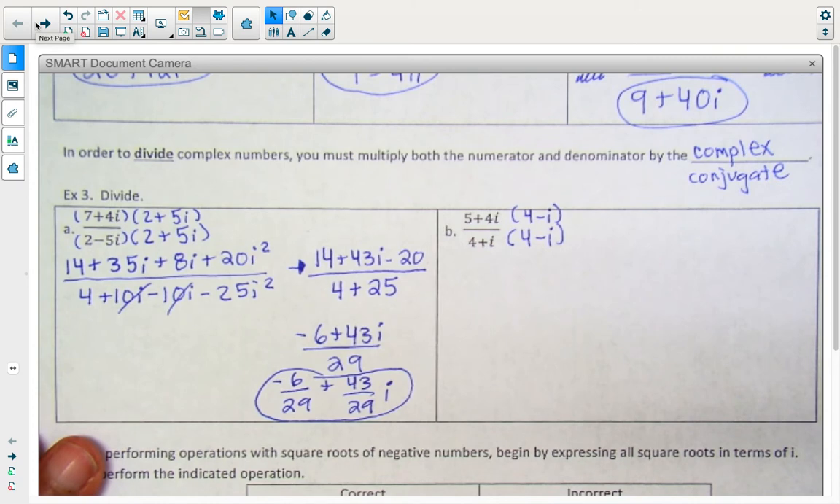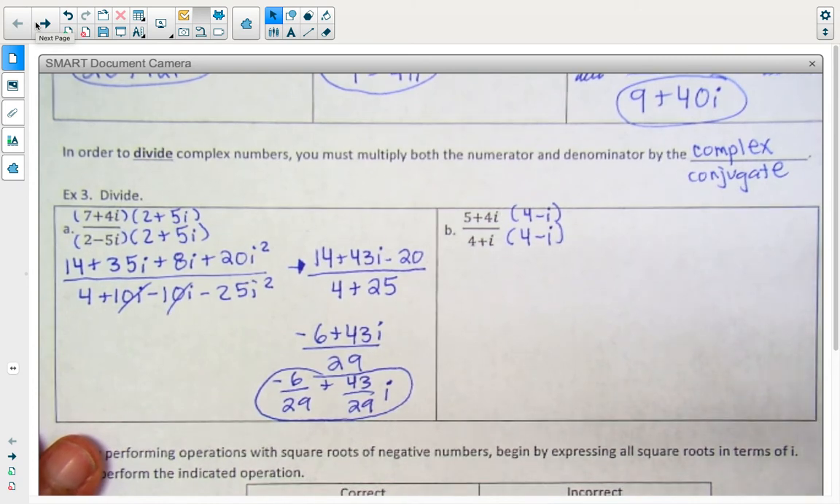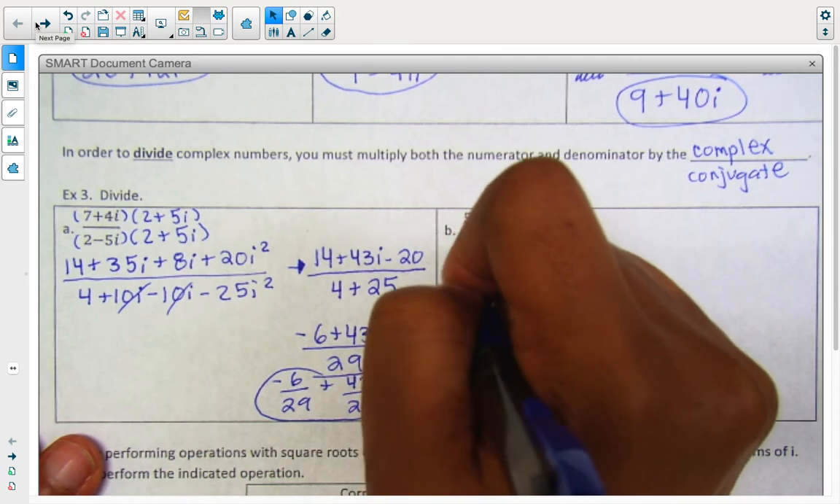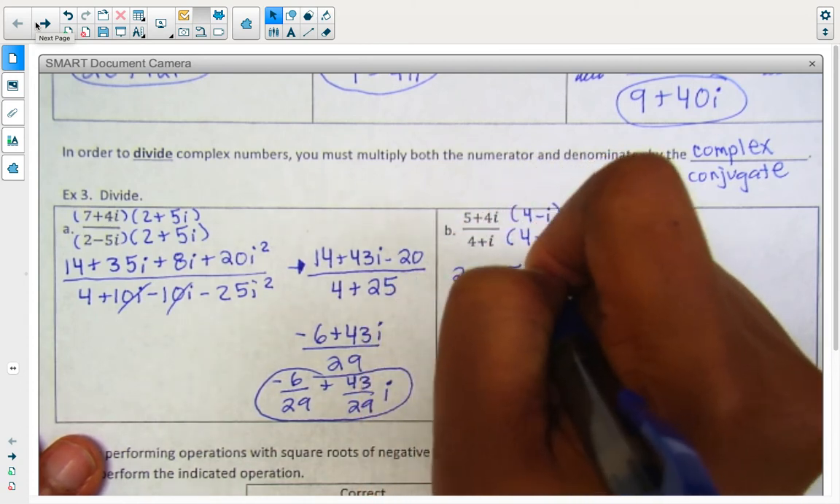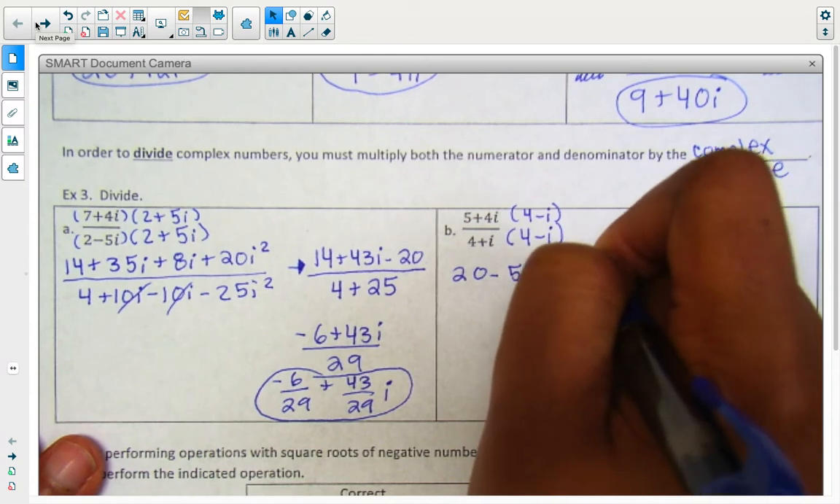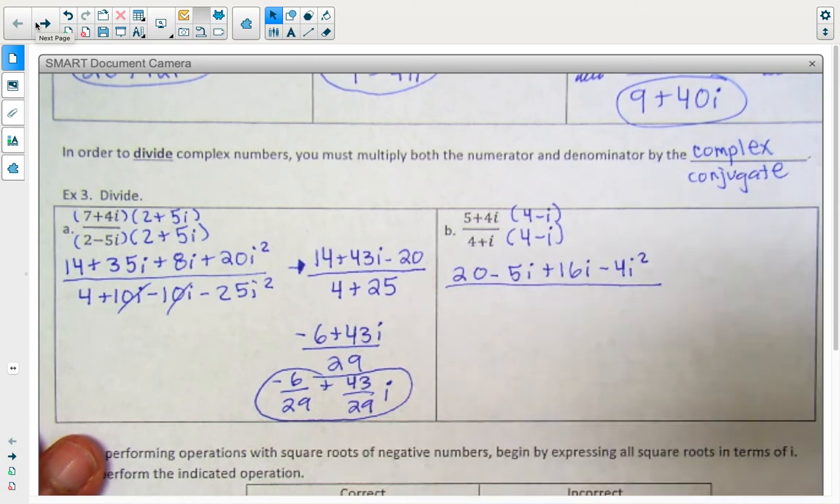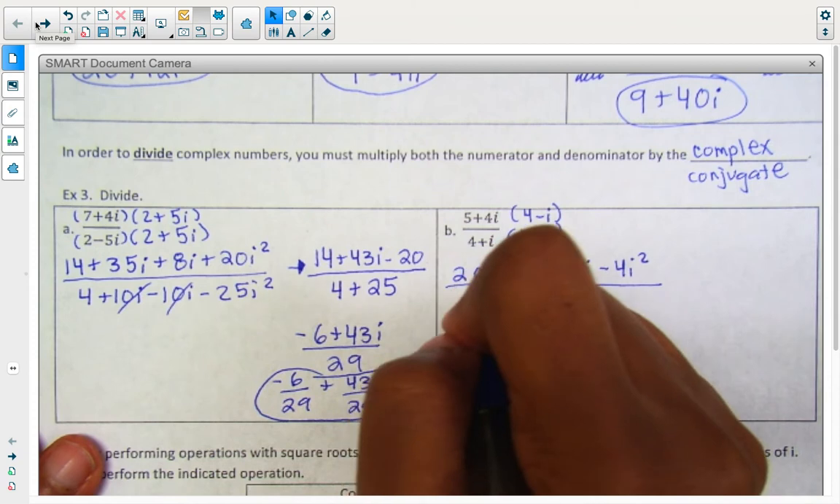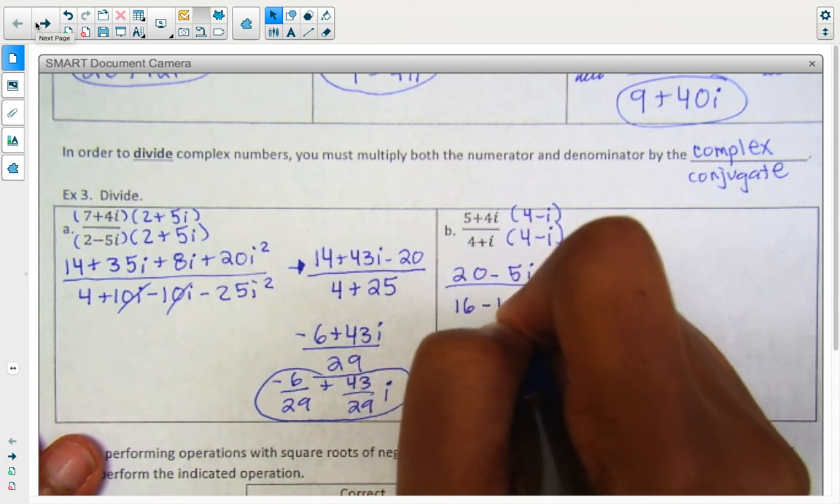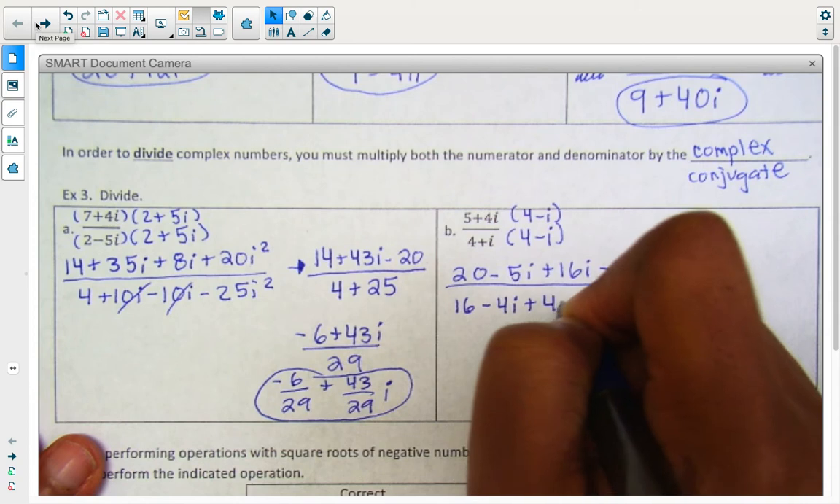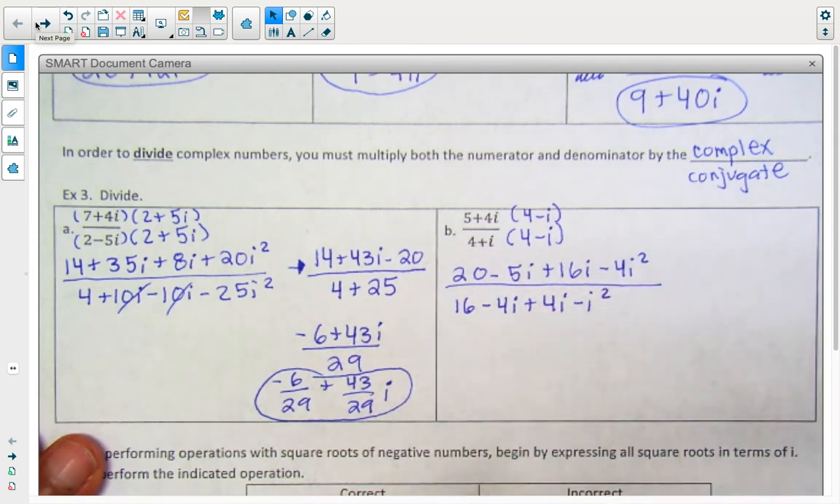We can go through distribute, box method, whatever method that you like. I'm going to distribute. 5 times 4 is 20. This gives me negative 5i. I got 16i. And I got negative 4i squared in the numerator. So we did 5 times 4, 5 times negative i, 4i times 4, and 4i times negative i. I'm going to do the same thing on the bottom, distributive property. So that is going to give me 16 minus 4i plus 4i minus i squared. So whichever way you like, box or full.